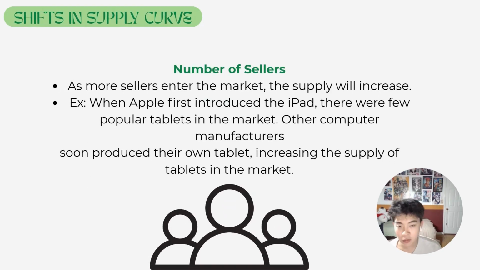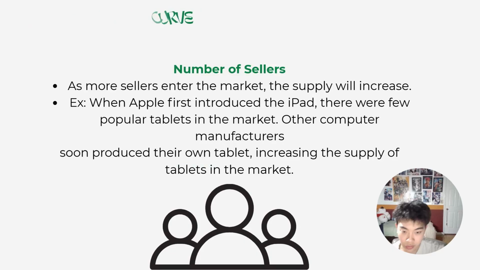And the last one is the number of sellers. So as more sellers enter the market, the supply will increase because there are more people supplying the market. For example, when Apple first introduced the iPad, there were a few popular tablets in the market. Other computer manufacturers soon produced their own tablet, increasing the supply of tablets in the market. So, other computer manufacturers entered this market, thus the number of sellers increased, and thus the supply also increased.